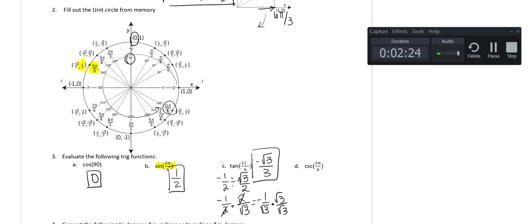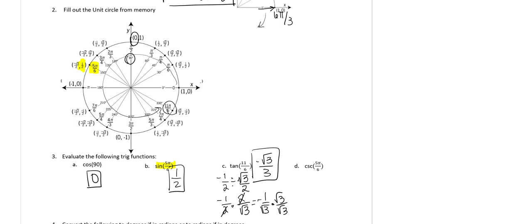Cosecant of 5 pi over 6. We're going to 5 pi over 6 and checking out that value. Cosecant is the reciprocal of sine. So remember, you're taking that sine ratio of 1/2 and you're just flipping it over. So that's going to be 2 over 1, or 2.